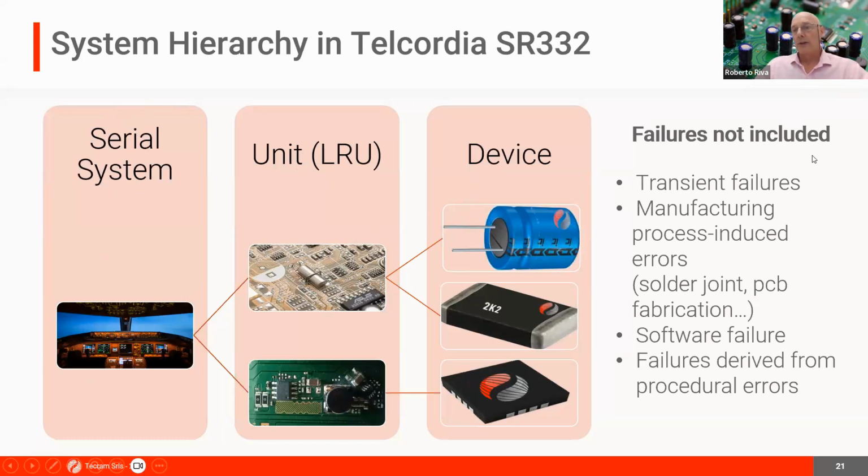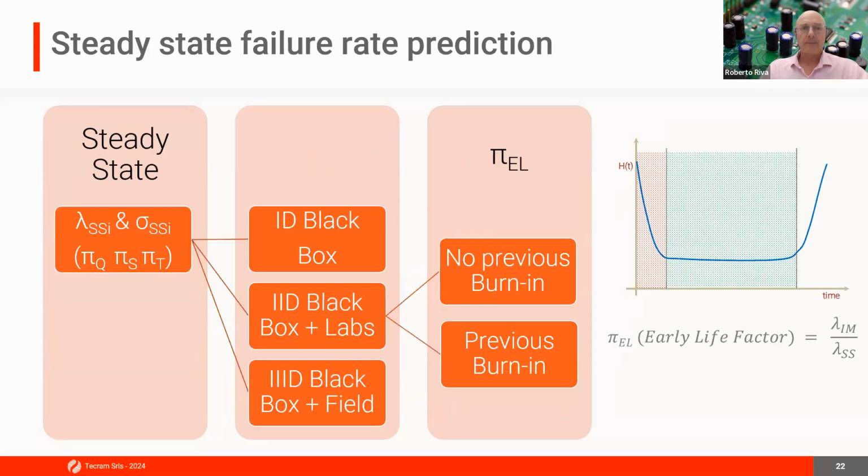What it does not include in terms of failure, because there's quite a vetting process once the data is collected to establish whether the failure is acceptable and has to go into a database or not: transient failures are not included. Manufacturing errors and process-induced errors are not included. Software failures and anything to do with systematic failure, essentially, are not obviously included.